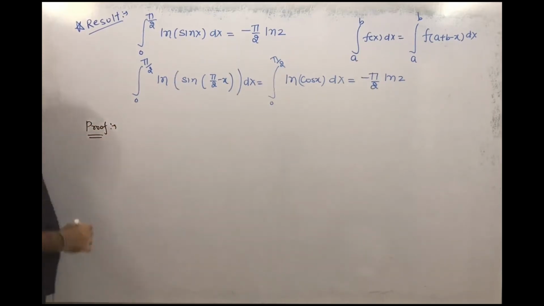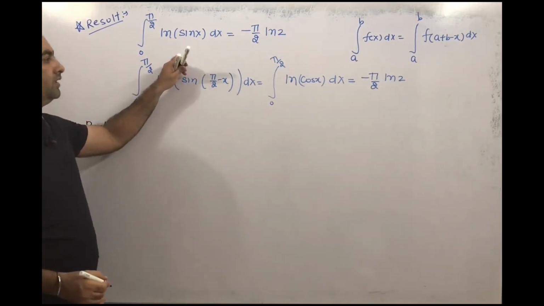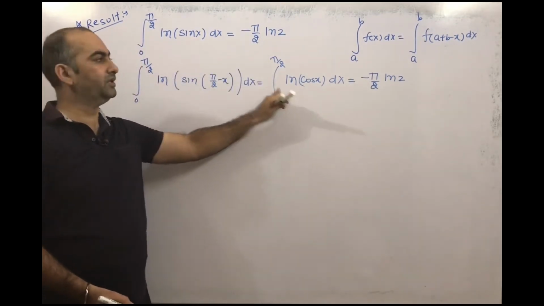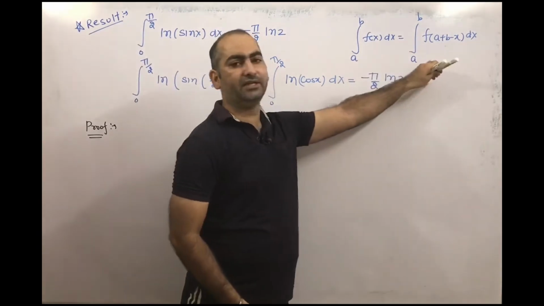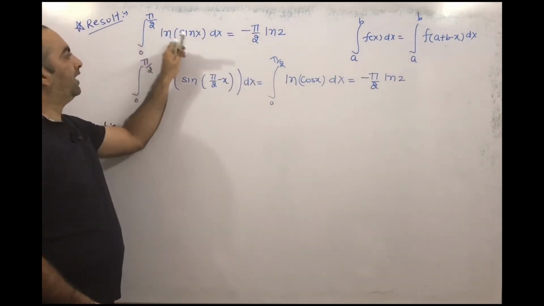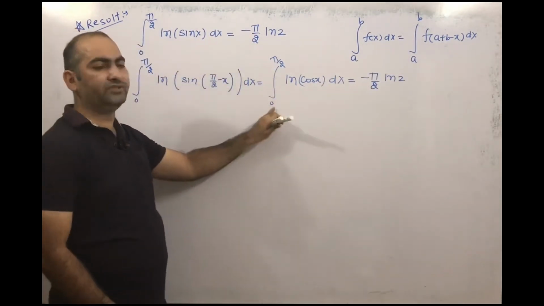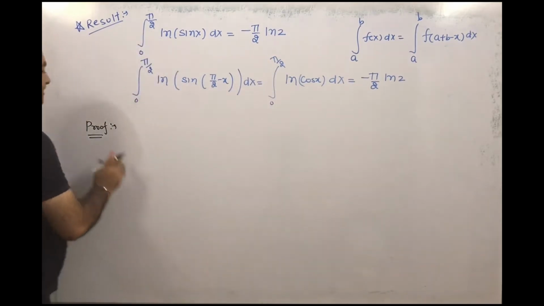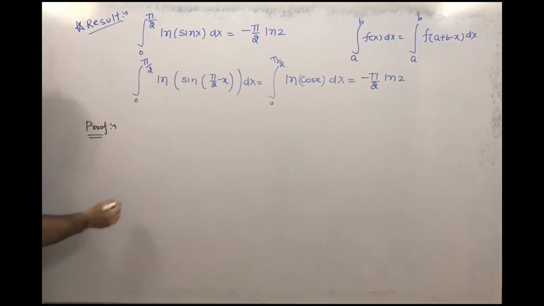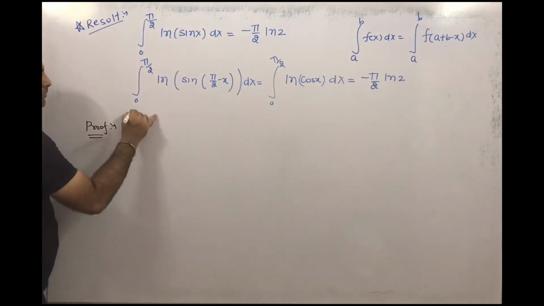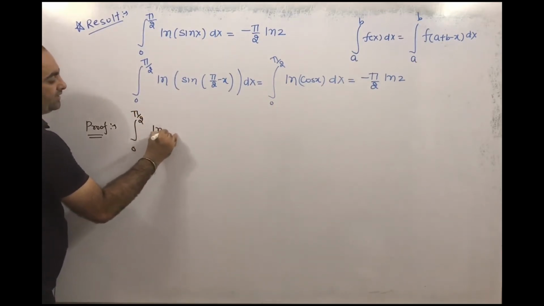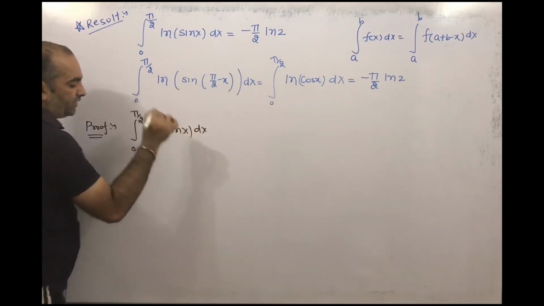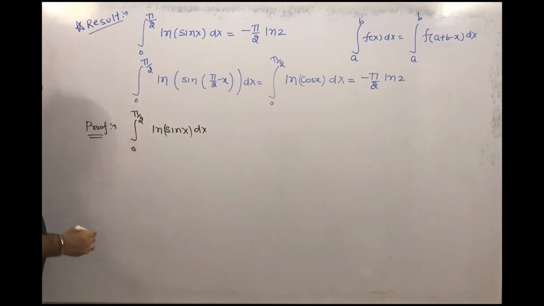If you prove this one, then automatically we can prove this also, because we know these two are equal. Using this property, integration 0 to pi by 2 ln sin x dx equals integration 0 to pi by 2 ln cos x dx. So we are discussing the proof of integration of 0 to pi by 2 ln sin x dx. Here we are using a property.